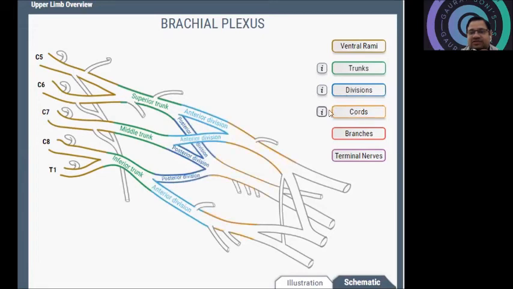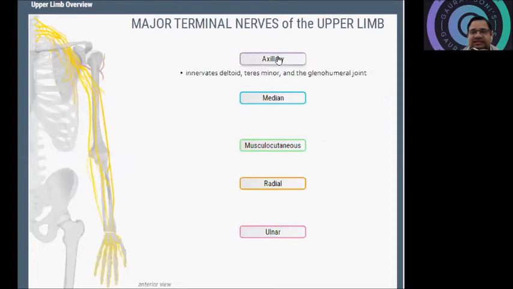Then for the cord formation, you can see there are three cords. Lateral cord will be formed by the anterior divisions of both superior and middle trunk. The posterior cord will be formed by all three posterior divisions of superior, middle, and inferior trunks. And the medial cord will be formed especially from the anterior division of the inferior trunk. And then they will form the branches, which are numerous actually. So you can see lateral branch, medial branch, and then ultimately there will be certain terminal branches, which will be described in the next slide. So as you can see, axillary, it innervates the deltoid, teres minor, and glenohumeral joint.